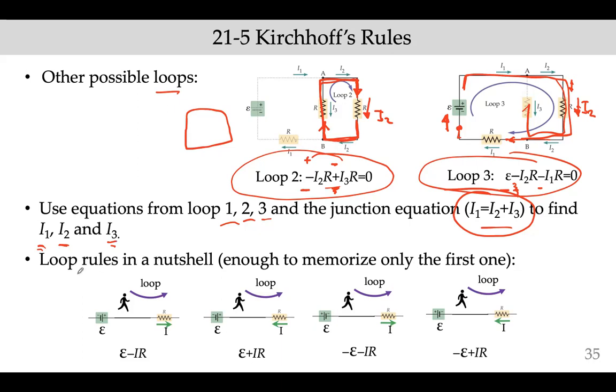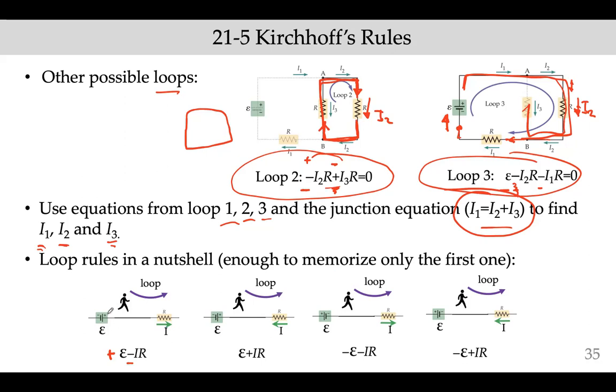And here is the summary of the loop rules. So if you look at here, let's say this is the loop direction. Loop direction is, think of it as the direction that you walk on the circuit. So in here, you would first run into the negative pole, which would contribute positive epsilon. And when you come here, there's a resistor, and the loop direction here, as shown, and the current direction are the same. They're in the same direction. So this would contribute a negative sign.